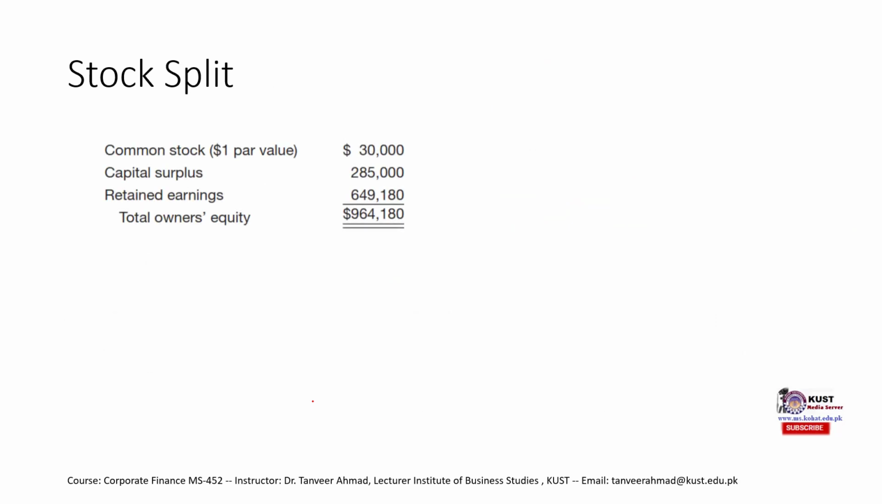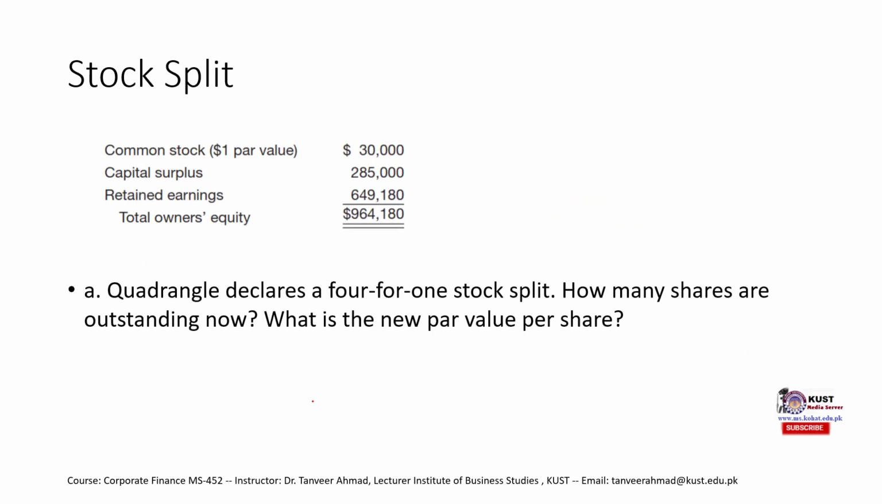Okay, then we have stock split. So imagine that Quadrangle declares a 4-to-1 stock split. How many new shares outstanding would be there now? So if previously there were 30,000 shares, again, how do we know 30,000? If $1 is the par value and the total amount is 30,000, so obviously there are 30,000 shares.